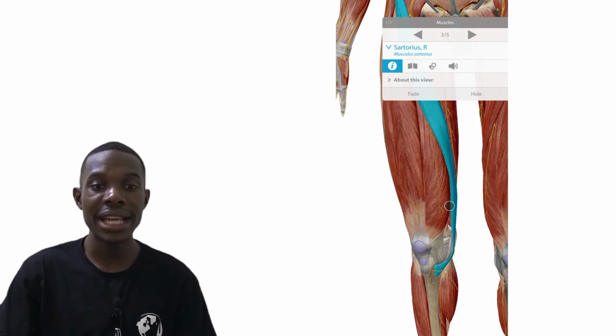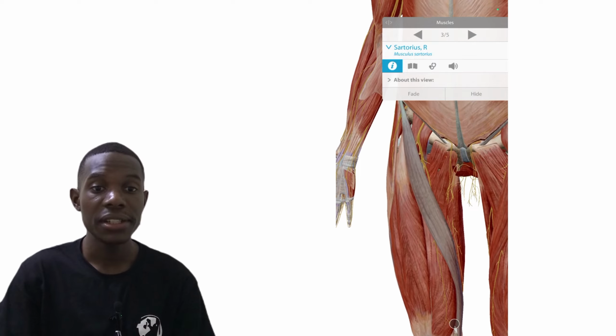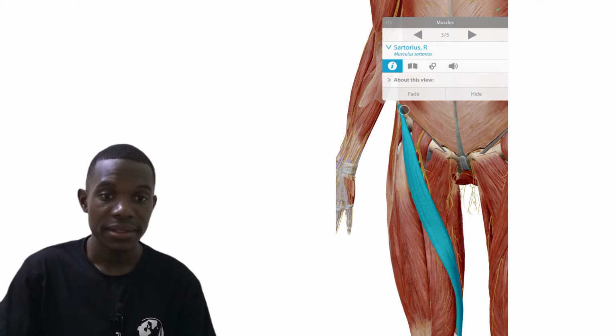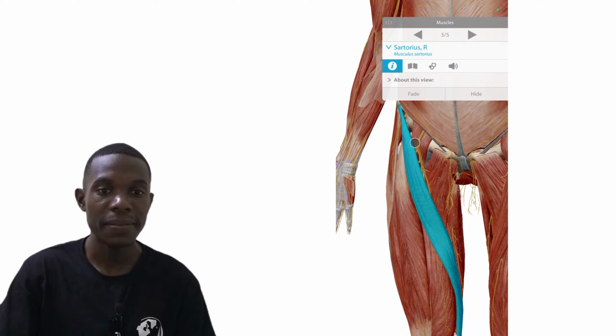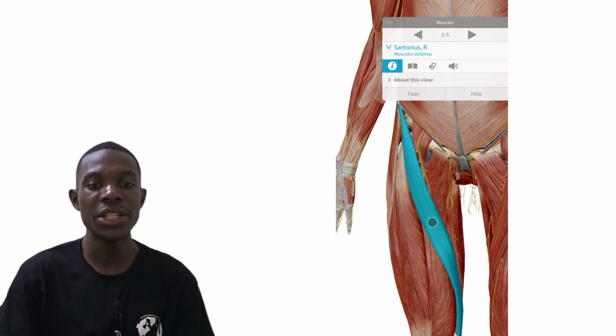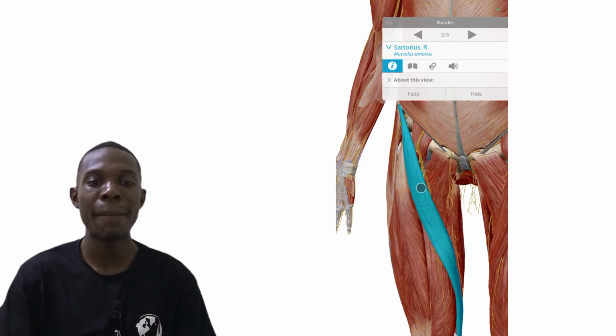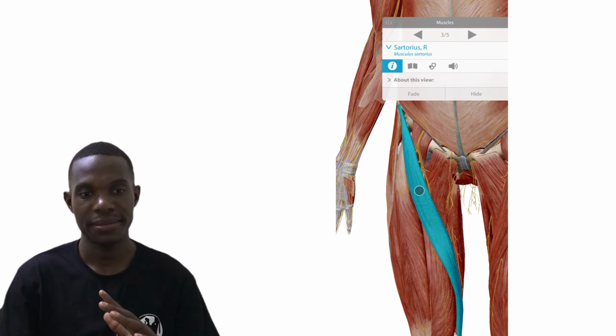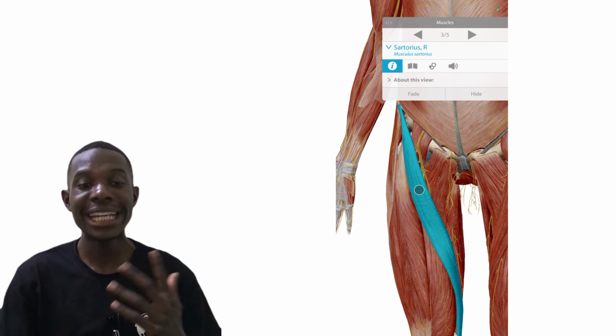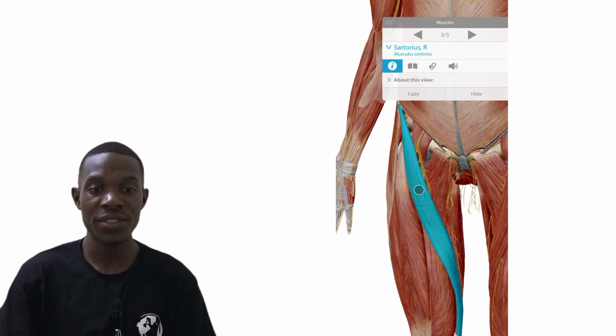The sartorius muscle originates from the anterior superior iliac spine. As you can see, it originates here, right? And then it attaches to the proximal medial third of the tibia. This is the longest muscle in the body. It is a straight muscle. It is about 40 centimeters long, and it is responsible for 5 main actions. So let us move on to the actions of the sartorius.